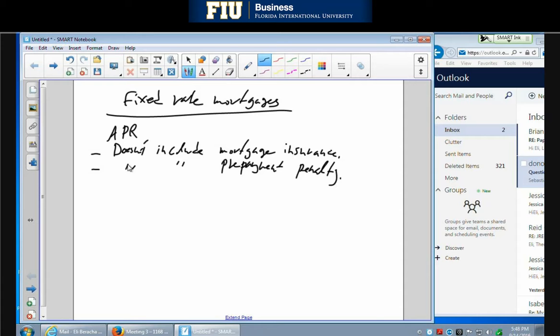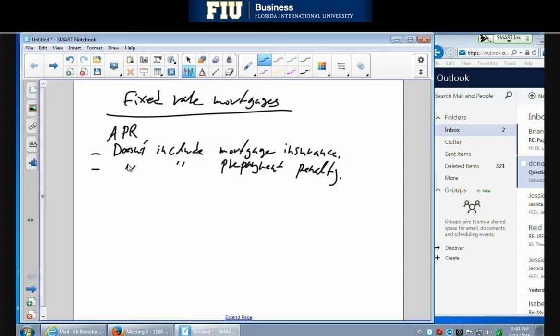Remember, prepayment penalty is a way for the lender to protect himself against the possibility that you will refinance when interest rates are going down. They say, well, you can do that, but you have to pay us a certain amount, which is pretty substantial. APR doesn't include it. Why do you think they don't include it? They want to make money.